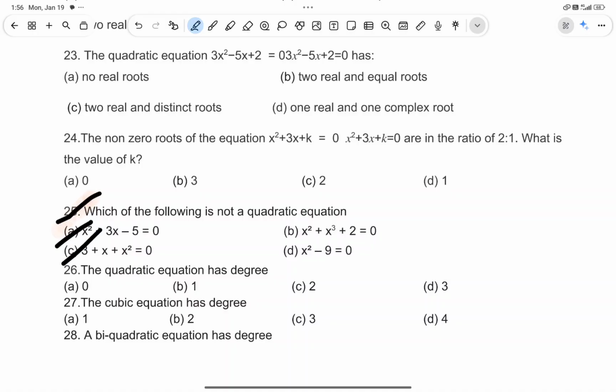There is no need for three terms to be contained in it. It may be that only one term, x square, is contained in it. It is also a quadratic equation. No more doubt in that.